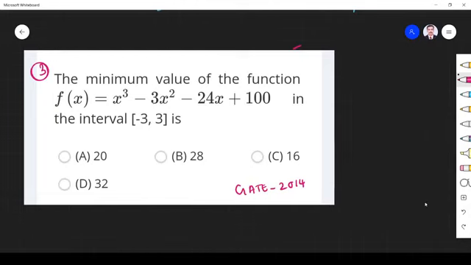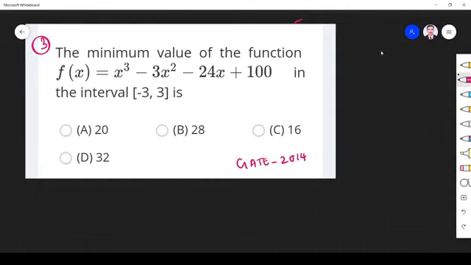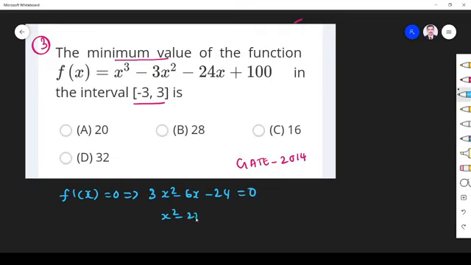It is also like the same problem. Here you see they ask the minimum value and they give the function and the interval also. Okay, we follow the same procedure. First, f dash of x we have to find and equate it to 0. This implies, what is f dash of x? F dash of x is nothing but 3x squared minus 6x minus 24 equated to 0. So simplify it, x squared minus 2x minus 8 is equal to 0. This will give x is equal to 4 and minus 2.